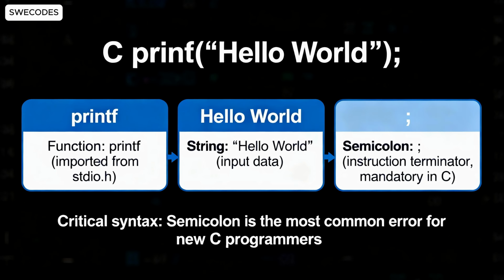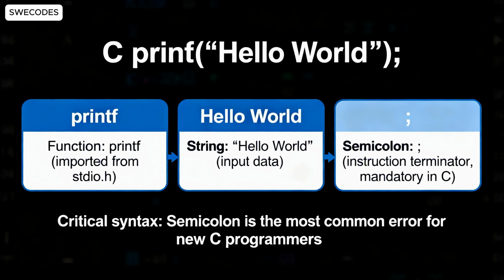Finally, the most critical piece of syntax, the semicolon. In C, the semicolon is not optional. It is the instruction terminator. It tells the compiler, this command is finished. Stop here and prepare for the next instruction. Forgetting this is the single most common error for new C programmers. You now have the 5-part model to read any C program.